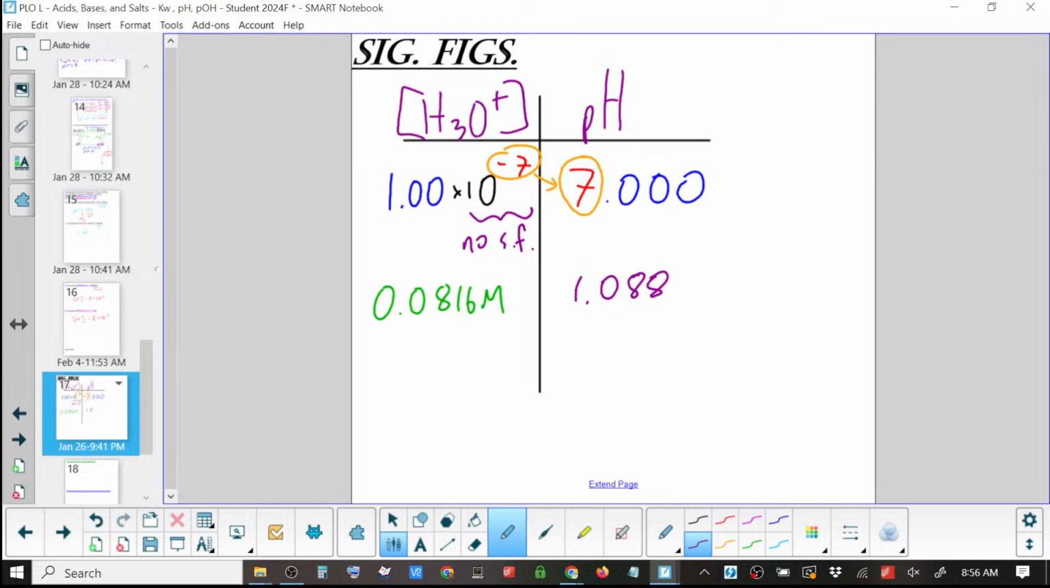1.088. How many sig figs does this number have? It has 3. All the numbers after the decimal count, because it's no longer about the size of it. We have done that before the decimal, so that is actually 3 sig figs. Now, I just told you something was different from all the other rules. Anybody have a question? Okay.